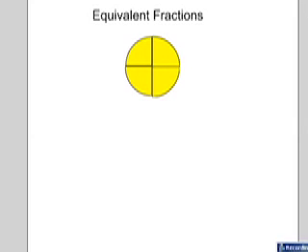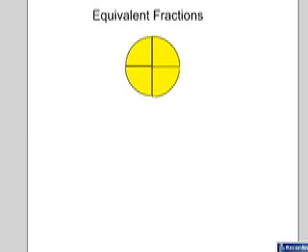Hi, we're going to be looking at equivalent fractions today, and we have another special guest. Hi. Yep, that's our special guest. So he's going to help me out today, and we're going to look at equivalent fractions. We're going to look at how we can see numbers that we may not see initially.